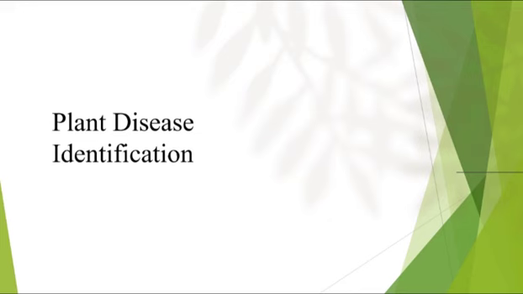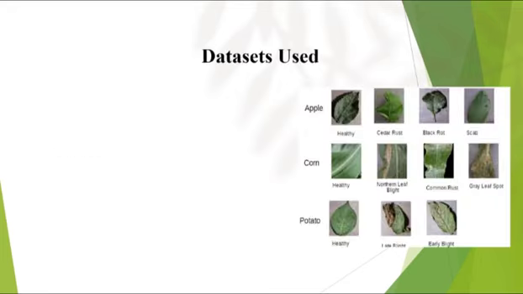The first part conducted in this project is image classification to identify plant diseases on leaves. Before that, let's talk about the data set. We have here 3 different crops and the diseases that may affect them.